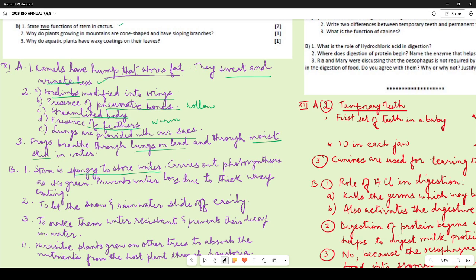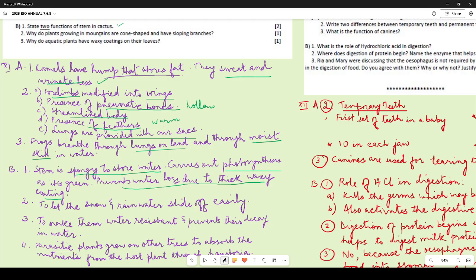So the cactus has a thick stem, right? It is green. It carries out photosynthesis. It prevents water loss due to thick waxy coating. It has a thick waxy coating on its surface so that there is very less transpiration.